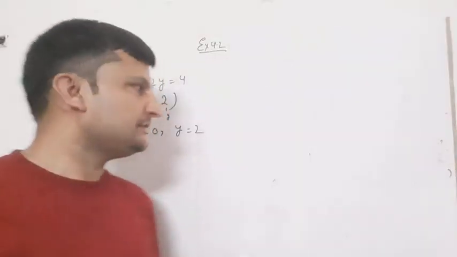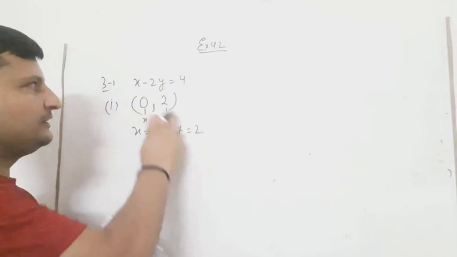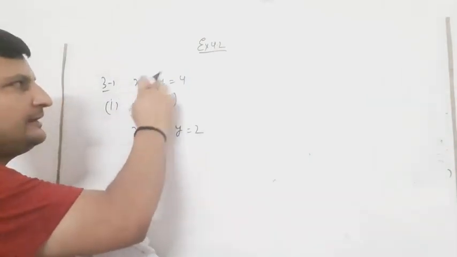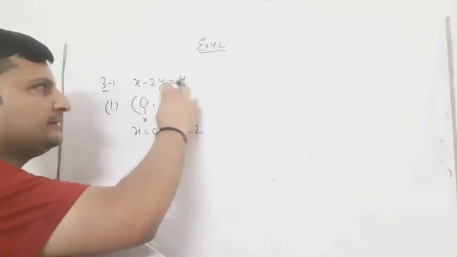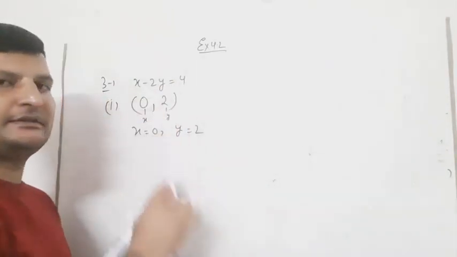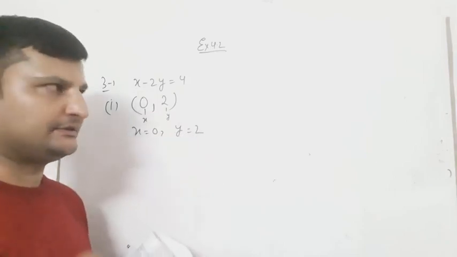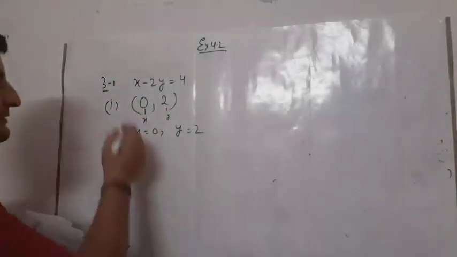We have to check which of the following is the solution of this equation. Solution of this equation means if we put the value of x is equal to 0 and y is equal to 2 here, and we get the value 4, that means left hand side is equal to right hand side, then this is called a solution. So we are putting these values here.